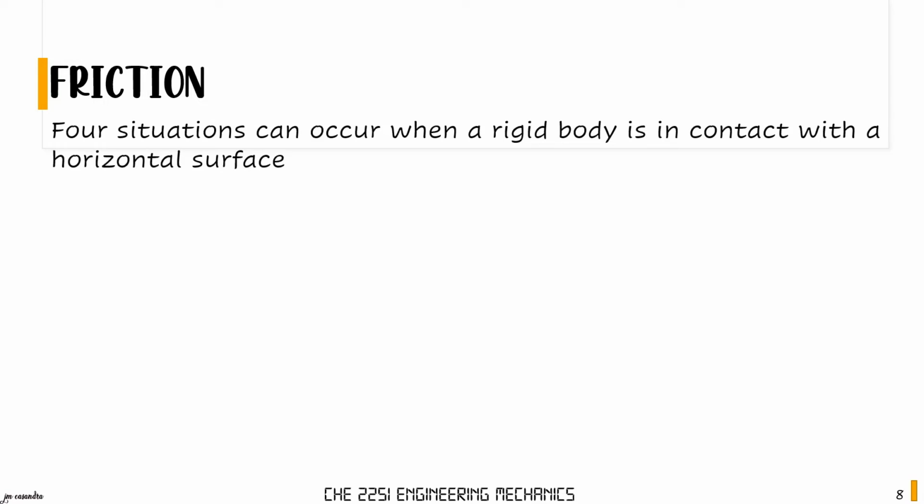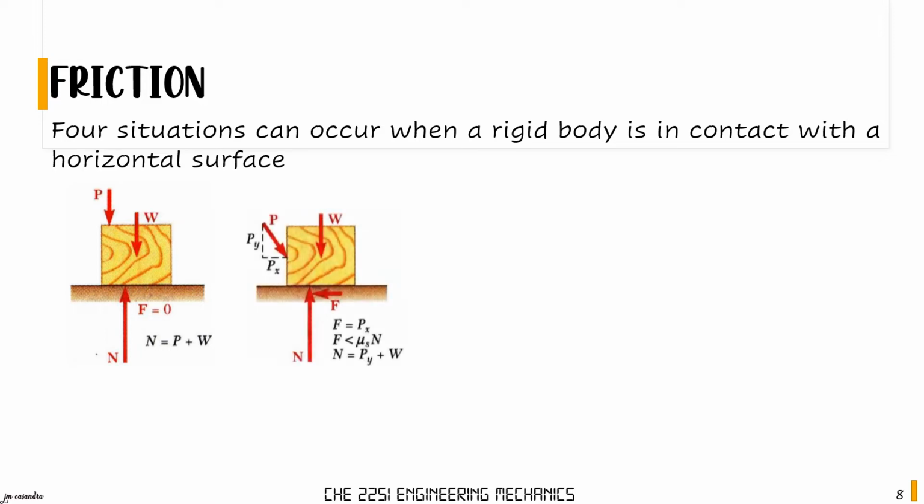So there are four situations that can occur for a rigid body in contact with a horizontal surface. If we have here your weight, we have your normal force since there's contact between surfaces. We have a vertical force applied on the object. This situation now will have no motion, therefore no frictional force.